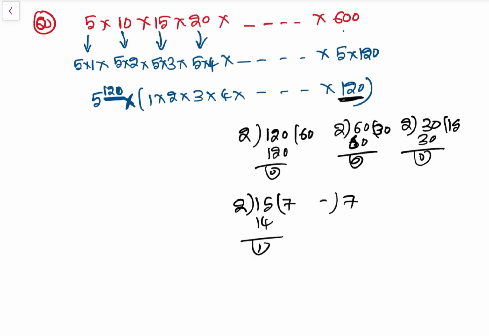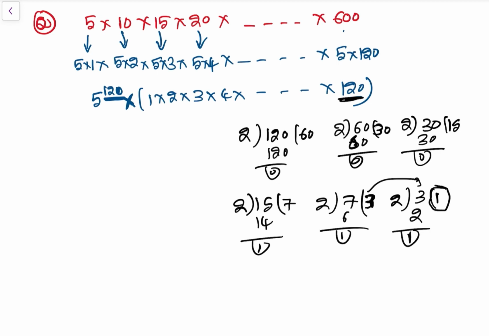So then 7 by 2, so 2 3s are 6, remainder 1. Then this 3 would be divided by 2, so 2 1s are 2, remainder 1. So this one cannot be divided further, it is less than 2. So the answer would be 60 plus 30 is 90, 90 plus 15 is 105, 105 plus 7 is 112, 112 plus 3 is 115, plus 1.